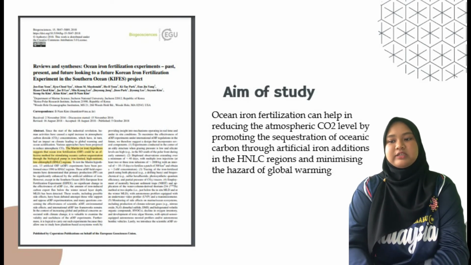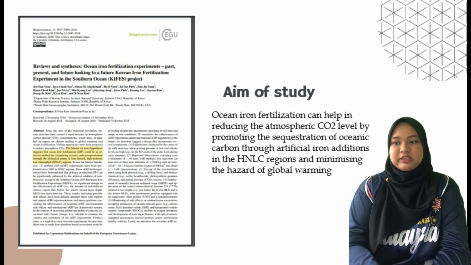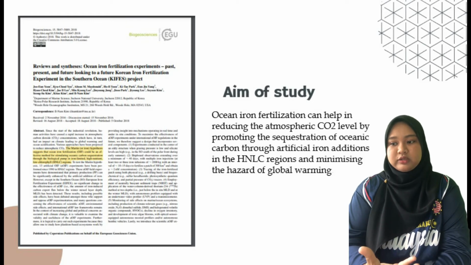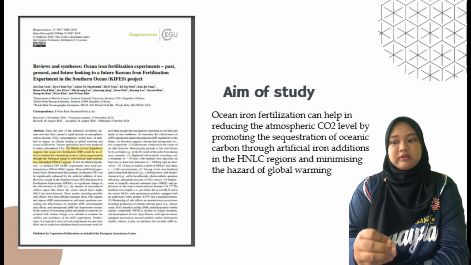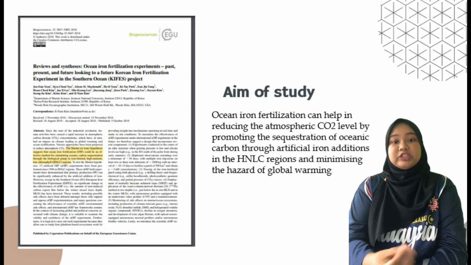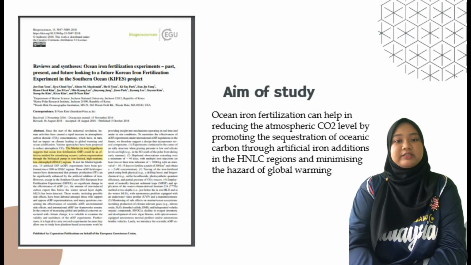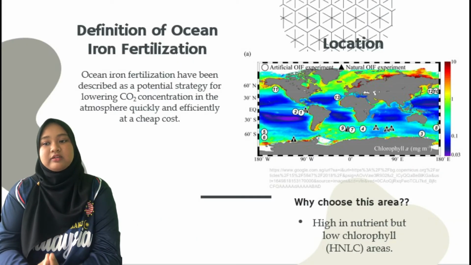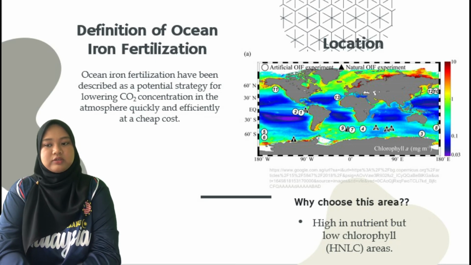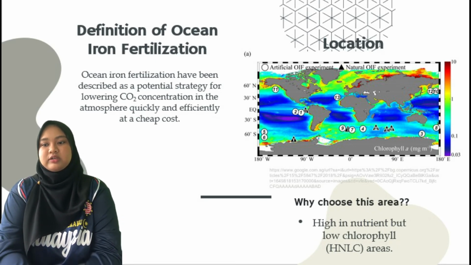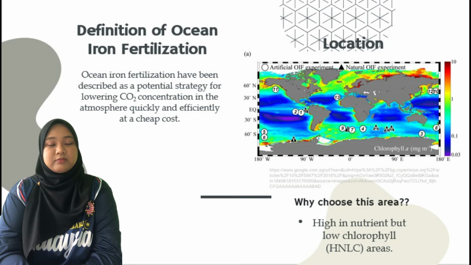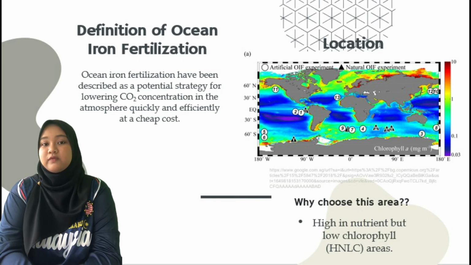And the aim of this study, the ocean iron fertilization can help in reducing the atmospheric carbon dioxide level by promoting the sequestration of oceanic carbon through the artificial iron addition in the HNLC regions and minimizing the hazard of the global warming. Next, I will explain the definition of ocean iron fertilization. Ocean iron fertilization has been described as a very potential strategy for lowering the carbon dioxide concentration in the atmosphere quickly and efficiently with low cost.